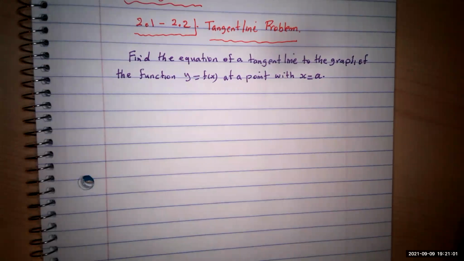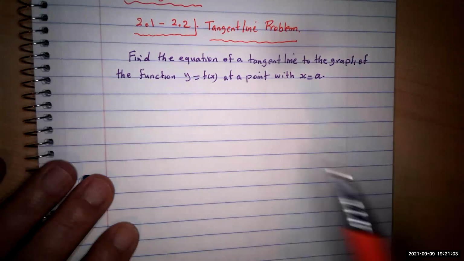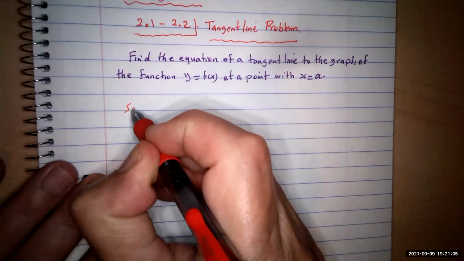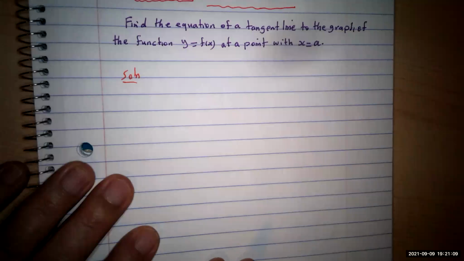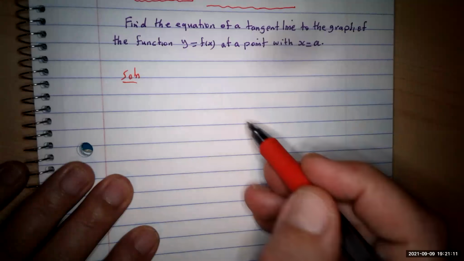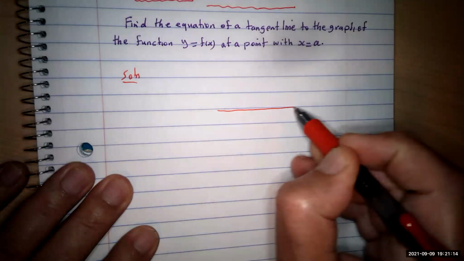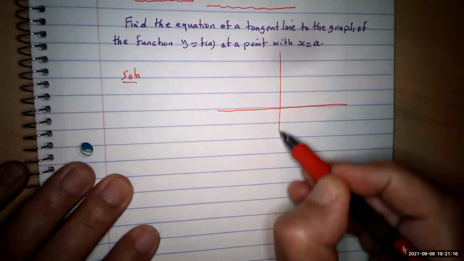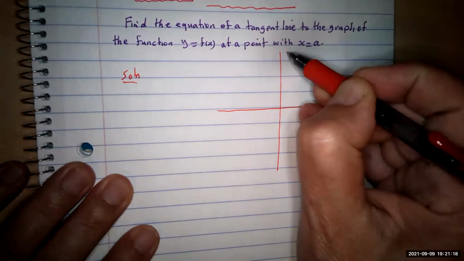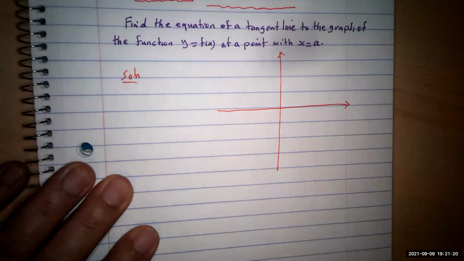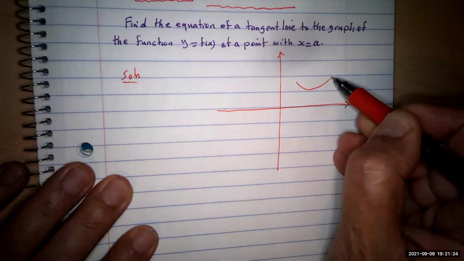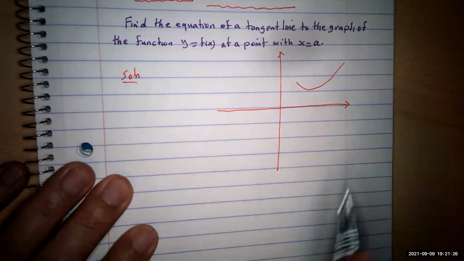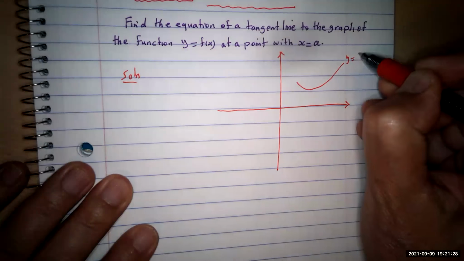Okay, so how are we going to solve it? This is going to be the solution of this problem. Let's see what we have and what we should do. Suppose this is the graph of your function, and suppose a function is given to you. The graph of the function is y equal to f of x.